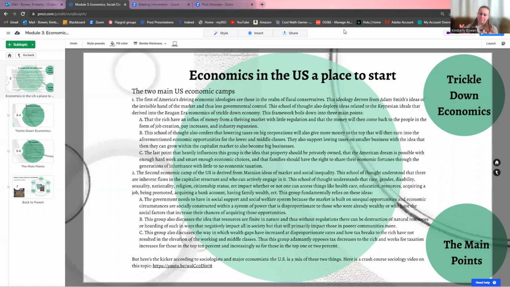And we're going to get into, again, some of these ideas and how they play out for different people, and why some of these things are inherently built for certain individuals in society and not for others. The second economic camp in the US is derived from Marxian ideas of market and social inequality. This school of thought understands that there are inherent flaws to the capitalist structure and who can actively engage in it.